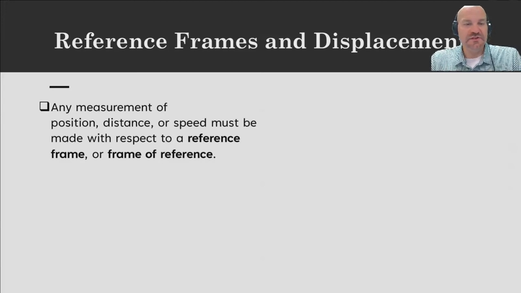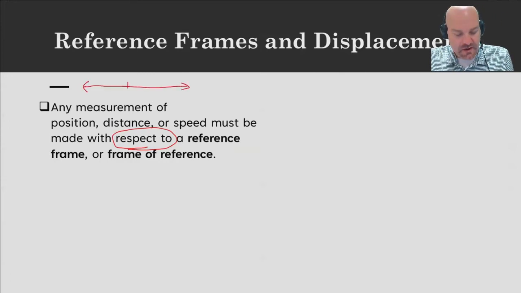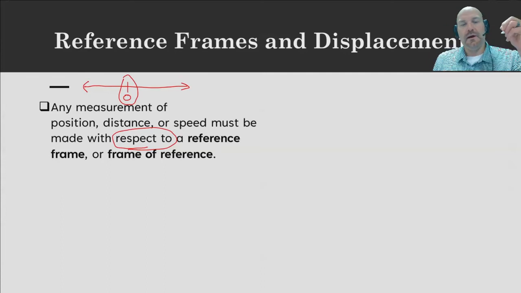Any measurement of position, distance, or speed must be made with respect to a reference frame or frame of reference. When we say "with respect to," what that really does is show you where the measurement is taken from. So if I've got a number line and I've got my 0 point, and it says with respect to the origin, that means all my measurements are going to come from that position.